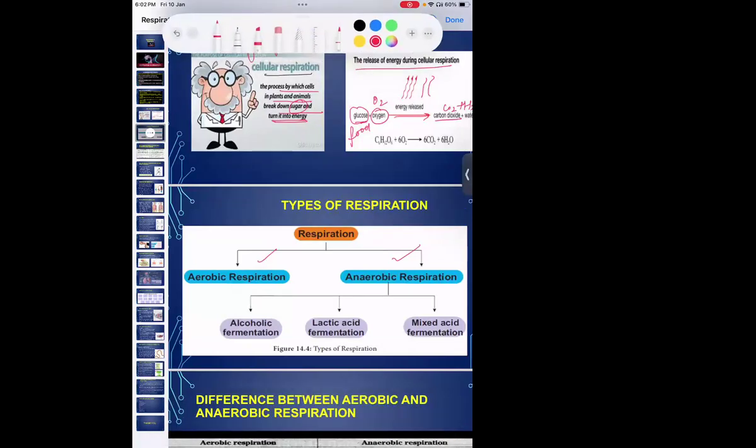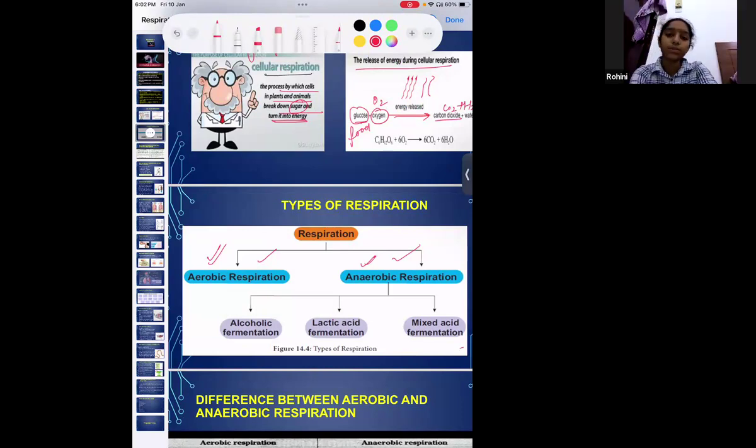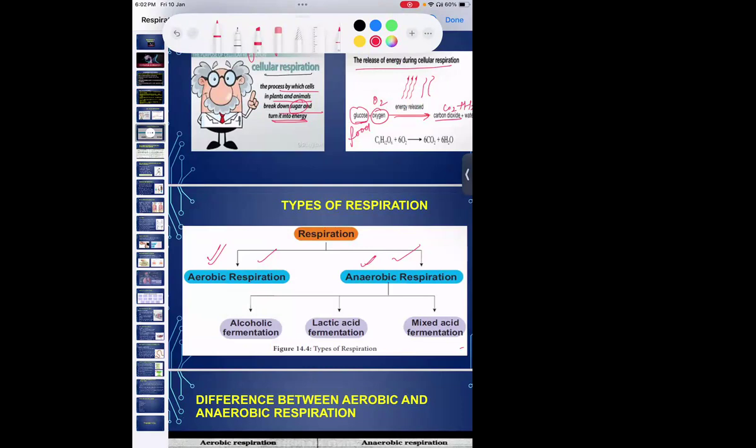Both are important actually. In our body generally we have aerobic respiration, but sometimes we also have anaerobic respiration. Can you tell me when this anaerobic respiration works in our body? Ma'am, when we do some heavy exercise or running. Correct. So when doing heavy exercise, it happens. Tell me, Rishit. When there is no oxygen.